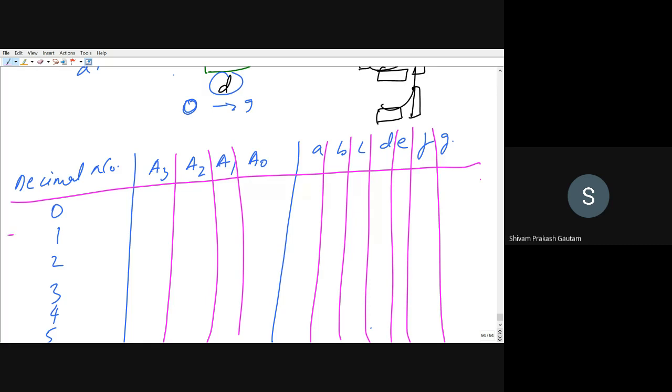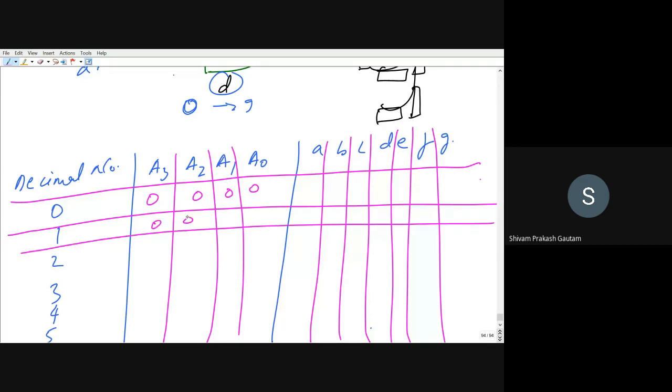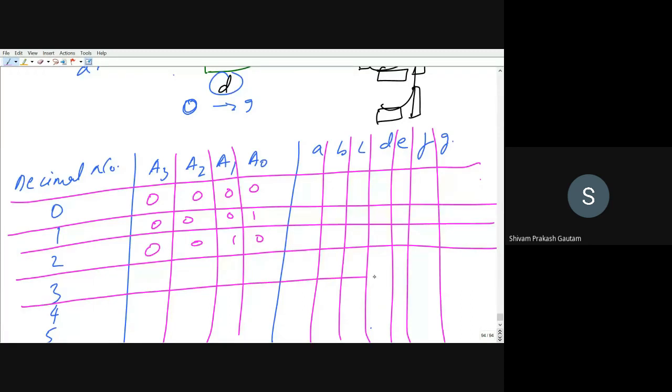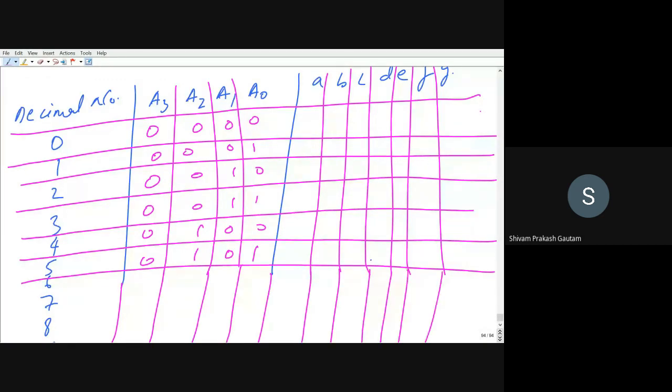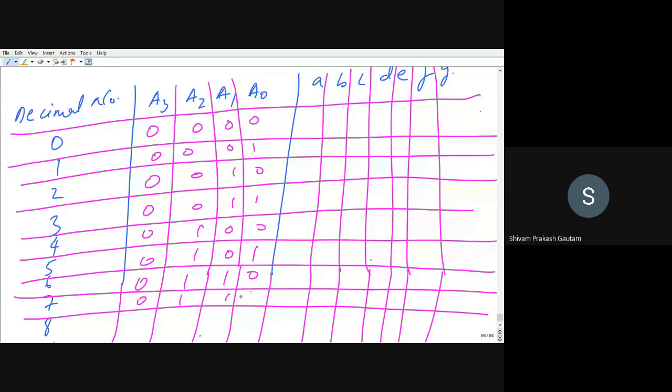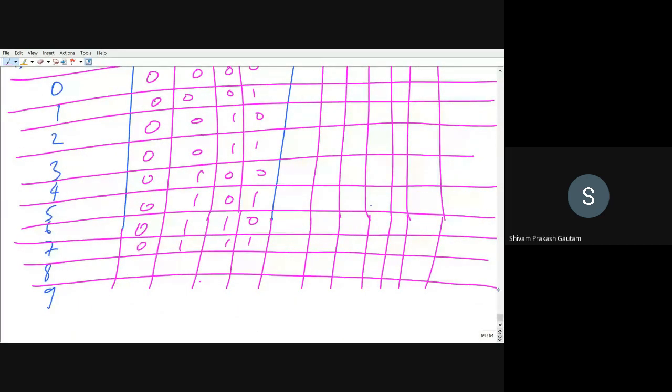Now for getting 0, the possible combination will be 0 0 0 0, for 1 it is 0 0 0 1, for 2 0 0 1 0, for 3 0 0 1 1, for 4 0 1 0 0, for 5 0 1 0 1, for 6 0 1 1 0, for 7 0 1 1 1, for 8 1 0 0 0, and for 9 1 0 0 1.